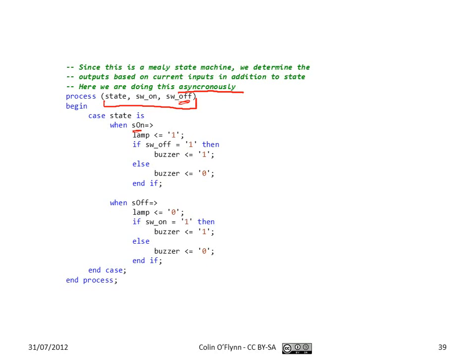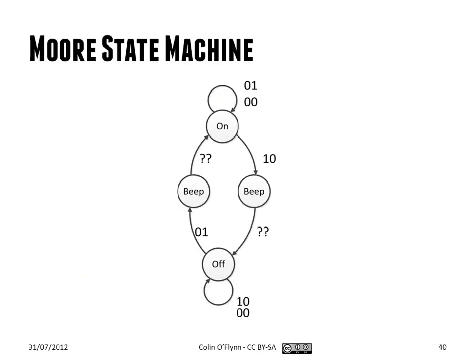We also sample the input state, and this is where we update the buzzer. If we're going to be changing state because we're currently in the on state and the off push button comes on, we set the buzzer to 1. Otherwise the buzzer goes to 0. And we do the same thing with the S off. So all this logic is doing just the output, again for the Mealy state machine.